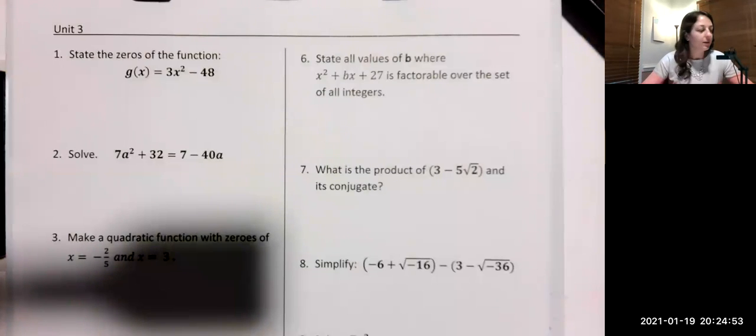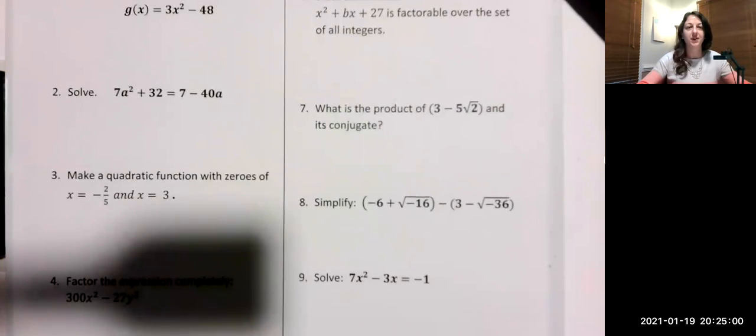All right, we are back. We are on Unit 3. Sorry about the massive shadow on the paper here. That's just the document camera and the light.